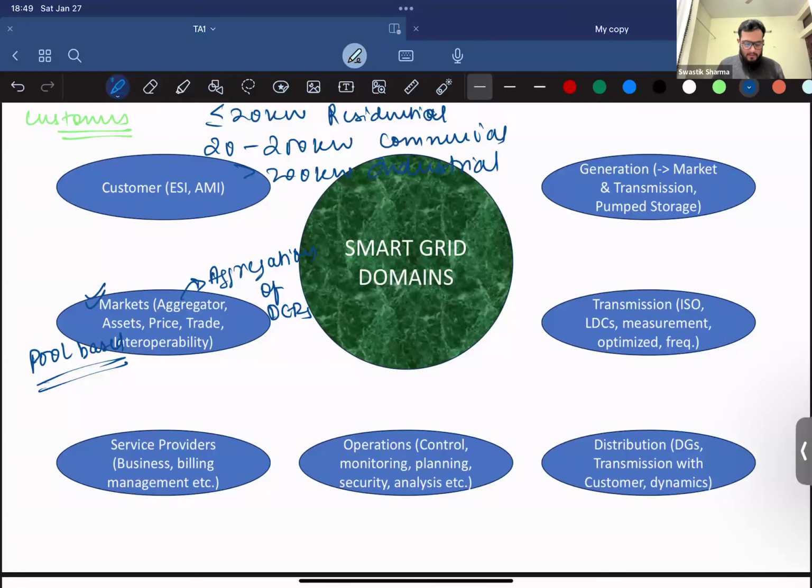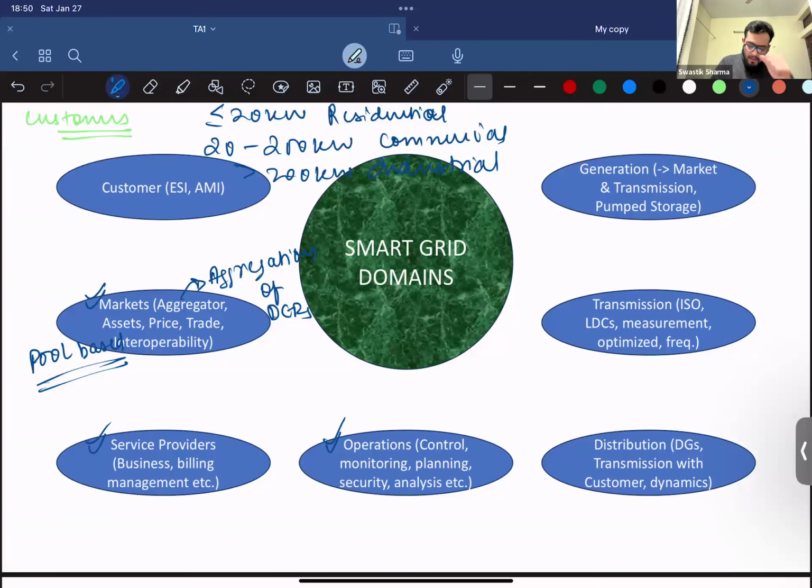What happens is these come into these markets to purchase or sell electricity. So then we have service providers. This is another domain where all the business, the filing of accounts, billing management, etc., is taken care of. Then we have the operations domain. This is the backbone of the smart grid domains, because it handles the careful operating of the whole system. Without this, the security of the whole system may be violated, which will lead to cascading failure of the whole smart grid.